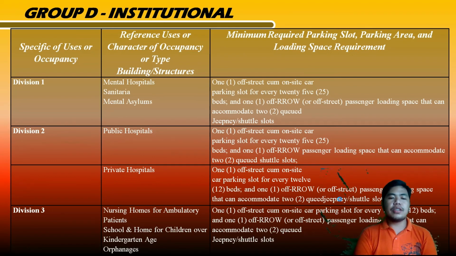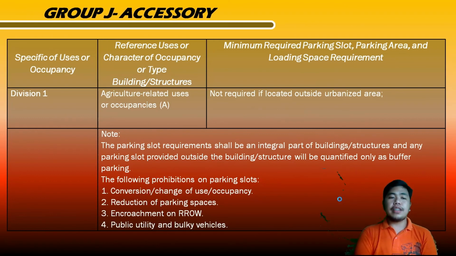And for the Division 3, we have nursing homes for ambulatory patients, school and home for children over kindergarten age, orphanages. We have one off-street on-site car parking slot for every 12 beds and one off-row passenger loading space that can accommodate 2 queued jeepney shuttle slots. Next is the Group J or the accessory.